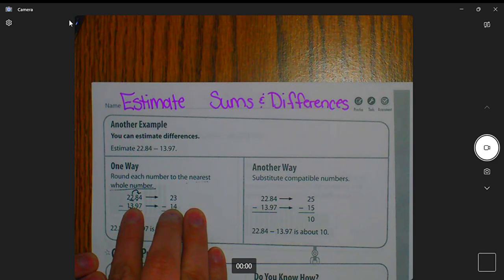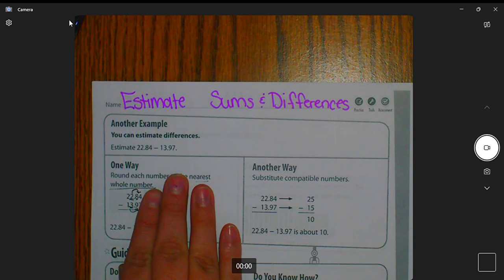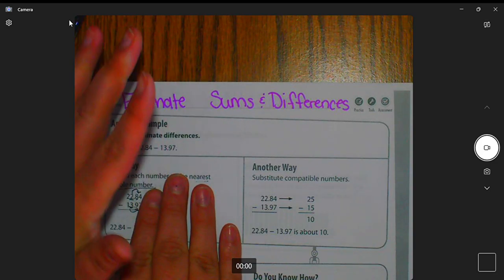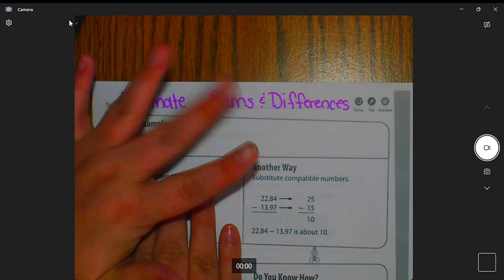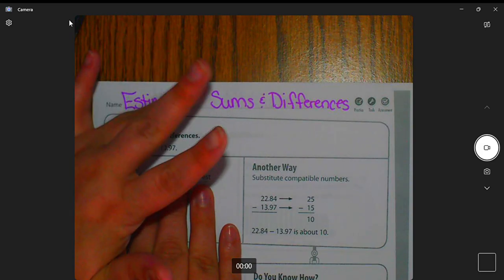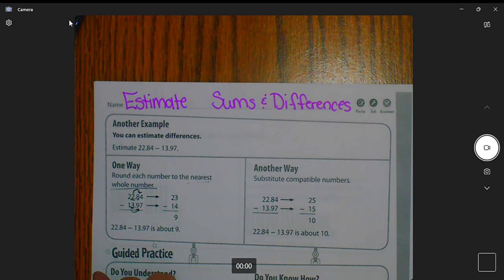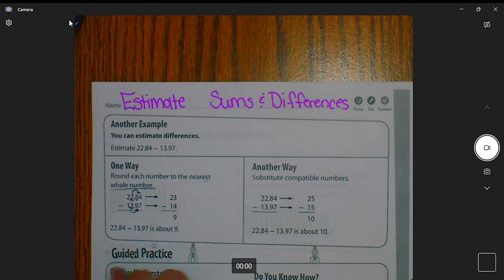So 23 minus 14, I can count that up and say, start at 14 and count forward. 14, 15, 16, 17, 18, 19, 20, 21, 22, 23. It's about 9. So 22 and 84 hundredths minus 13 and 97 hundredths is about 9.